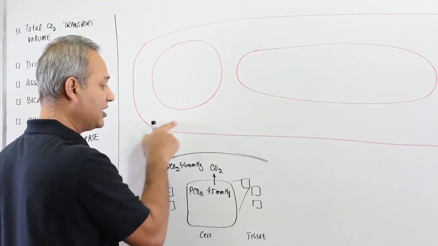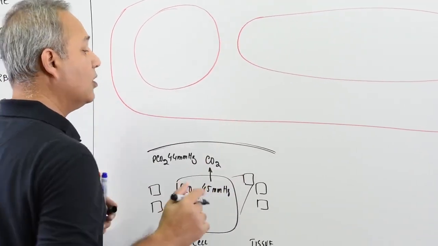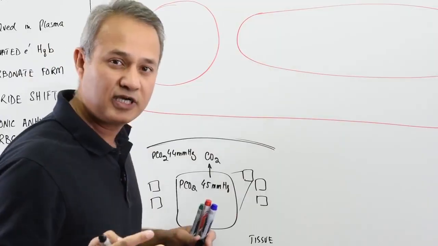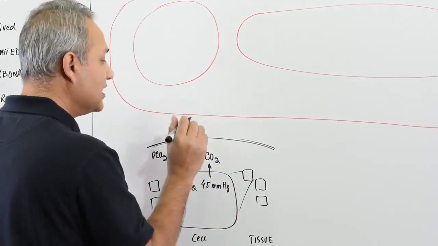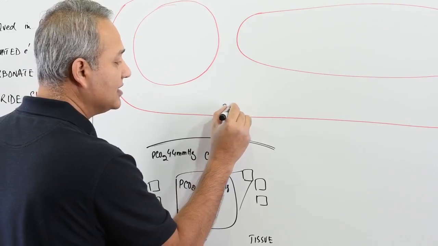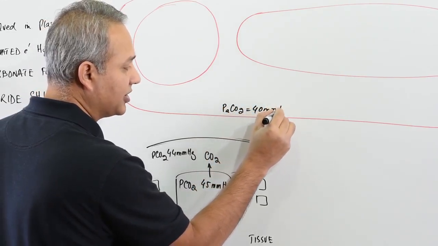Imagine this is a capillary, this is the venous end, and the carbon dioxide is going to move in. How does it move in? What is the pressure gradient here? Remember, all the movement is because of the pressure gradient. The pressure gradient here is that we have PaCO2 of about 40 millimeter of mercury.